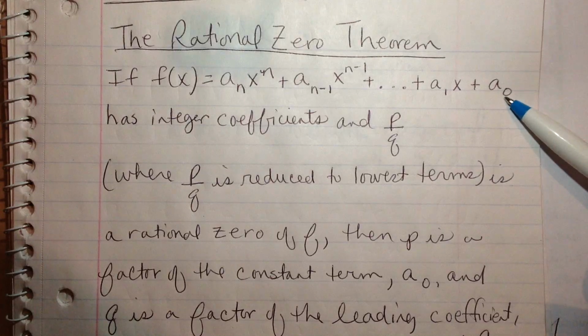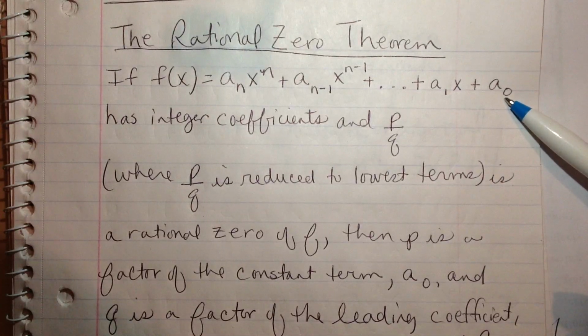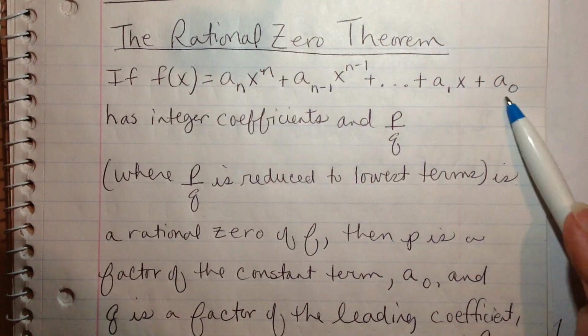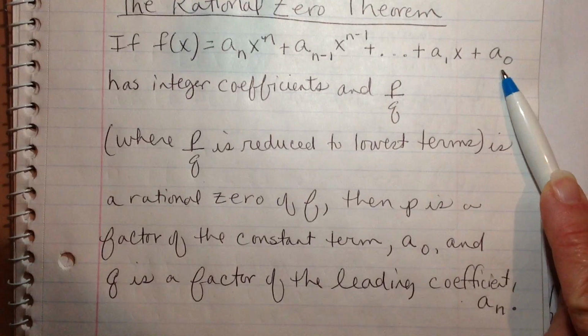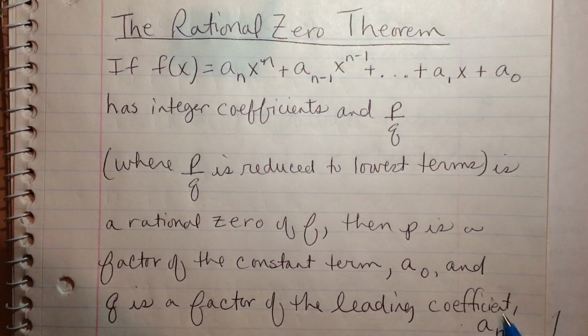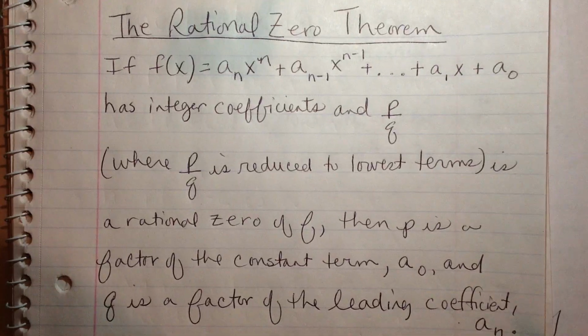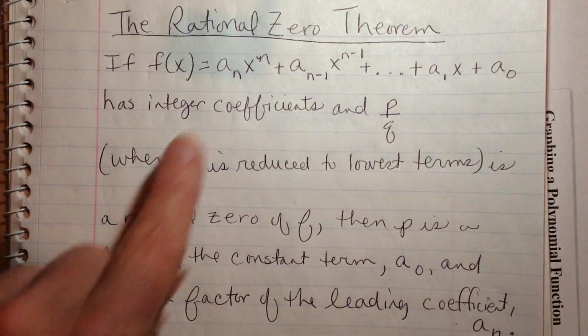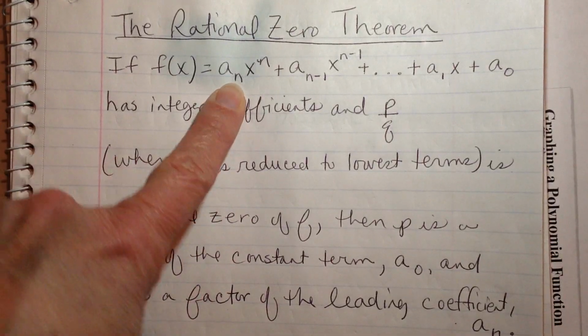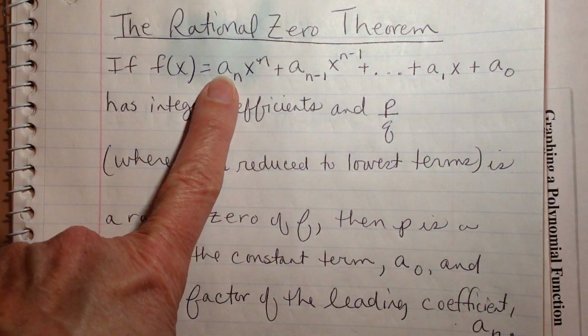This last number is the constant of the function, and it tells me that p is all of the factors of your constant term. Then it says that q is a factor of the leading coefficient a sub n. So if you have a sub n, that's your leading coefficient, q will be all of the factors of your leading coefficient.